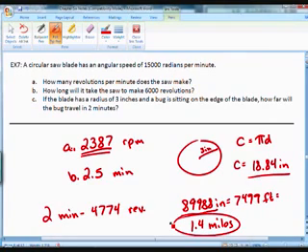Could he have hung on? No. If this saw blade is traveling at 2,387 revolutions per minute, and he's only 3 inches from the center of that saw blade, he travels 1.4 miles in 2 minutes. Any questions?